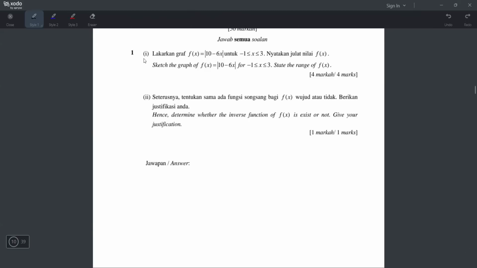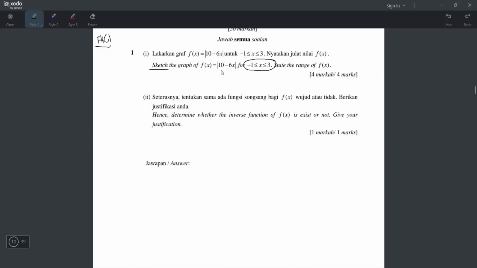Let's start. Number 1, they say sketch the graph of f(x) equals modulus of 10 minus 6x for x between -1 and 3. State the range of f(x). So this is the domain, and this is a sketching question, right? Definitely it's a Form 4 Chapter 1 function chapter. When you sketch, you first need to know the shape of the graph, and also find the important points. Whenever you do a sketching question, always know the shape of the graph and then find the coordinates, the important points.